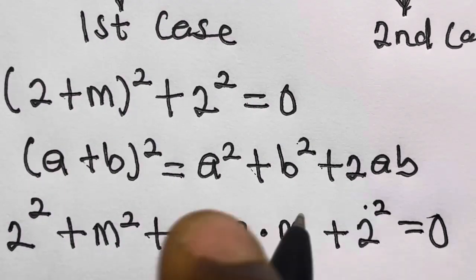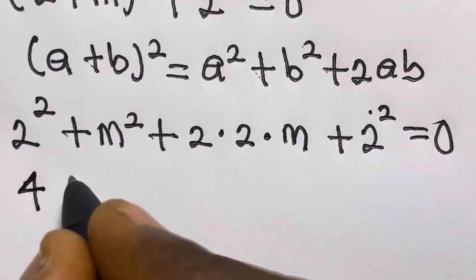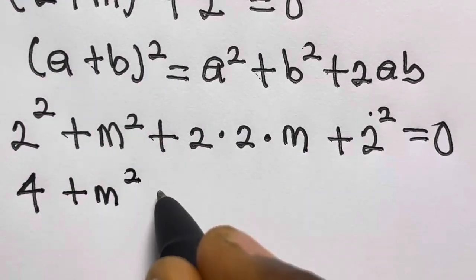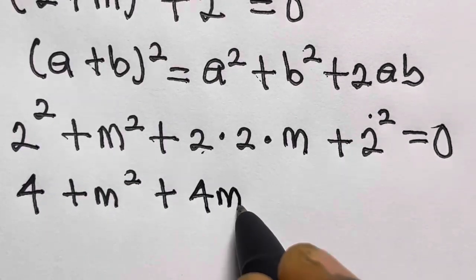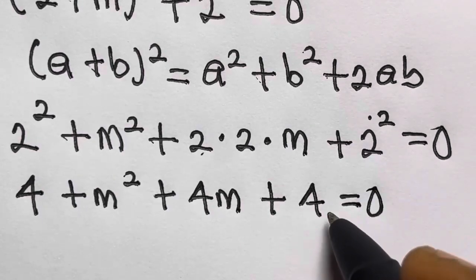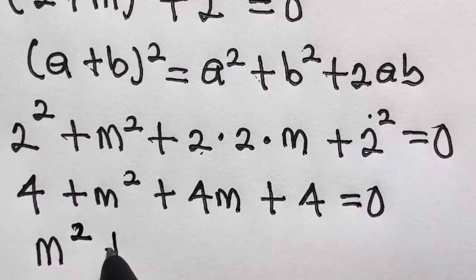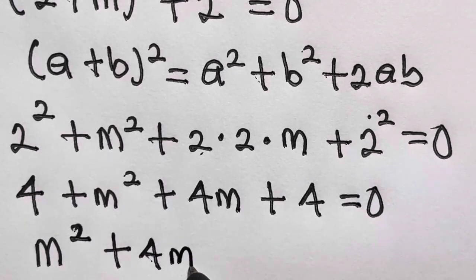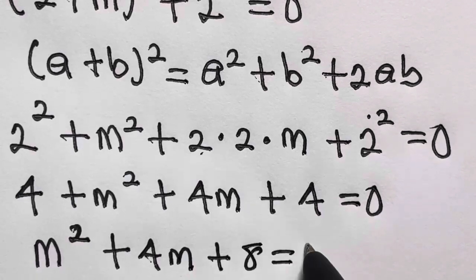Simplifying this, 2^2 will give us 4, plus m^2, plus 2 times 2 will give us 4, times m will give us 4m, plus 2^2 will give us 4, equals 0, right? So we have m^2 + 4m + 4 + 4, and 4 plus 4 will give us 8, equals 0.